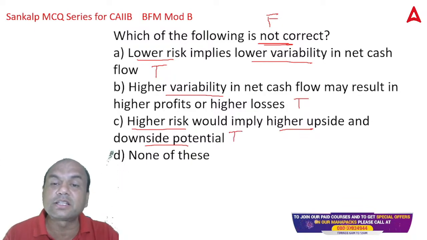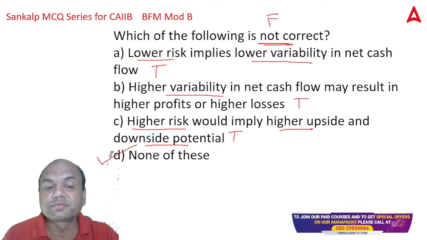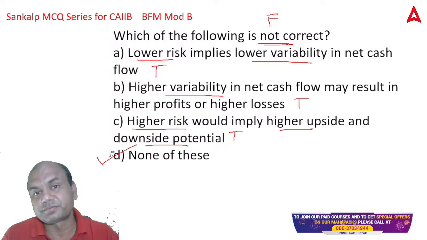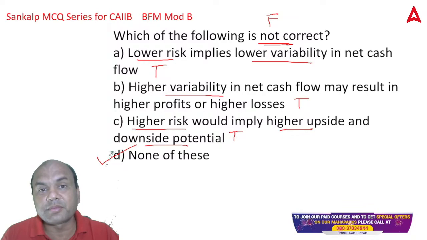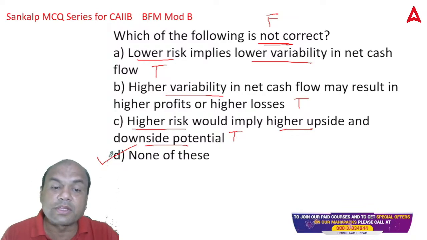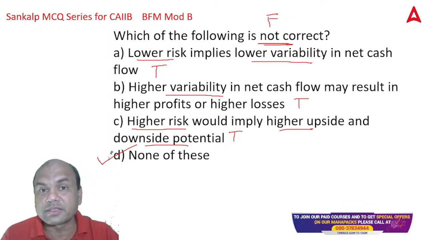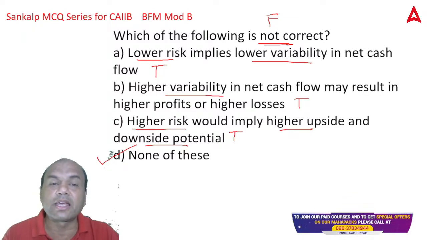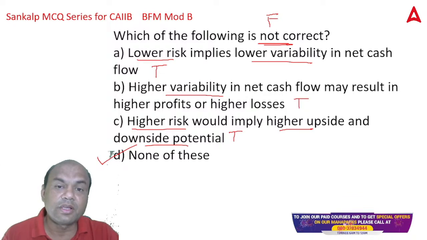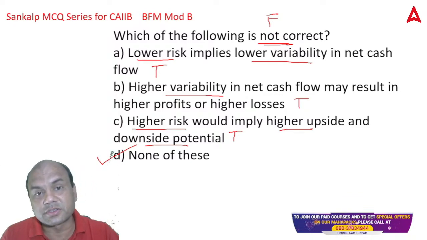So which is false then? None of these. All of them are true. Generally in exams, we have a habit that none of these will never be the answer. But remember, this is CAIIB. In CAIIB, you can't guarantee anything. You can get none of these as the answer also.